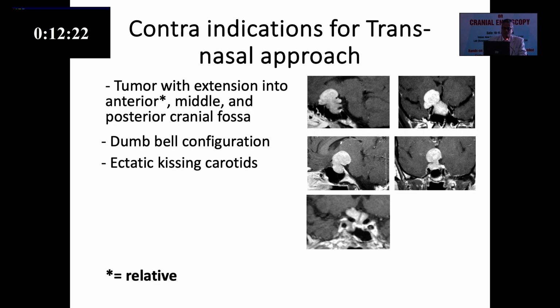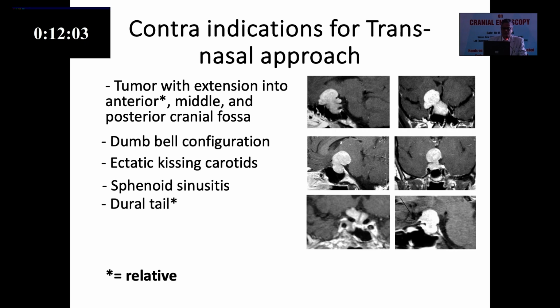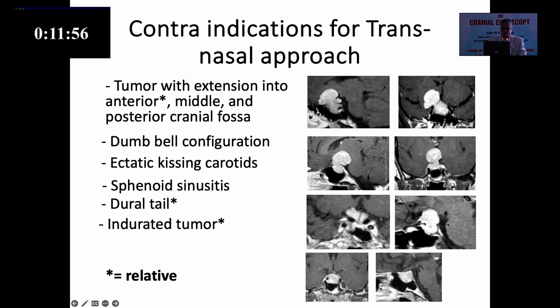A dumbbell configuration is something which we often miss out. I have seen a couple of cases where you just cannot access it, in which case you have to cut the diaphragma sellae, or sometimes you have to do a transcranial approach. Sphenoid sinusitis is again a relative contraindication. And obviously meningiomas, I wouldn't like to do through an endoscopic approach. Sometimes you can make out on an MRI that the tumor is going to be highly indurated. Again, this is a relative contraindication.